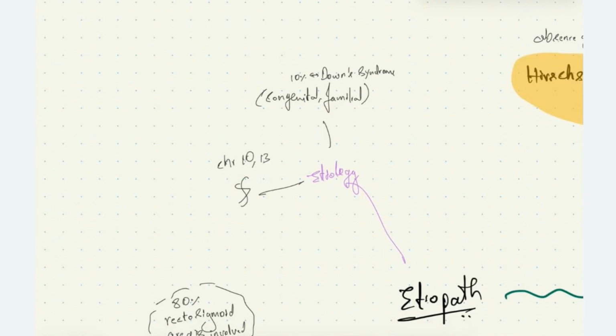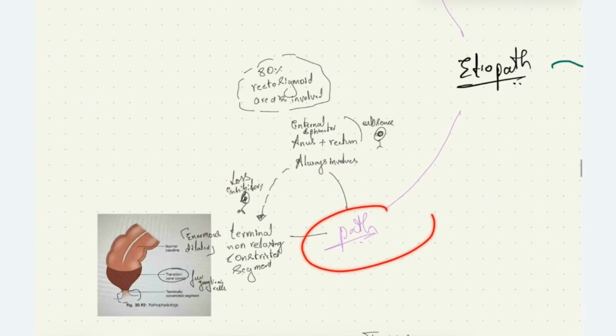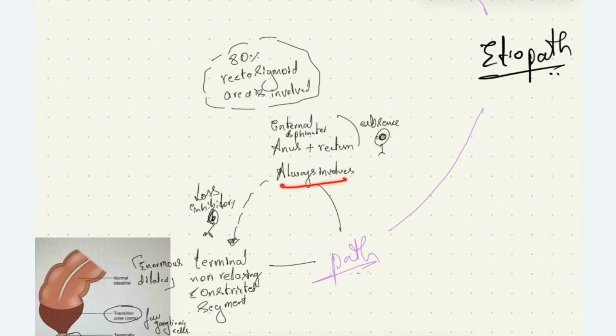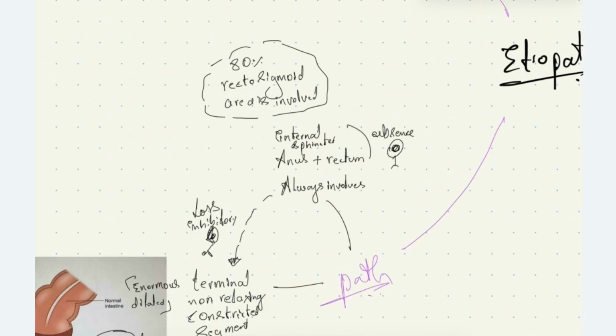Coming to the pathophysiology of this condition, it always involves the anus, rectum, and internal sphincter. It's involved in all patients where there is absence of inhibitory ganglionic cells. In 80% of patients, we can also see sigmoid involvement, that is, the rectosigmoid area is involved.